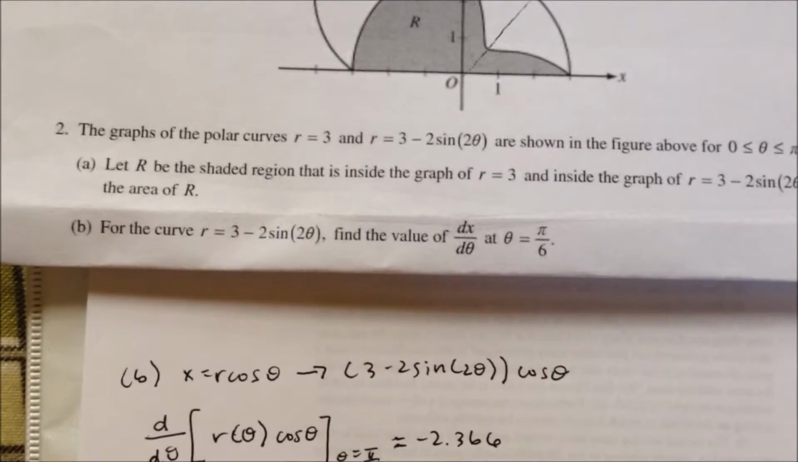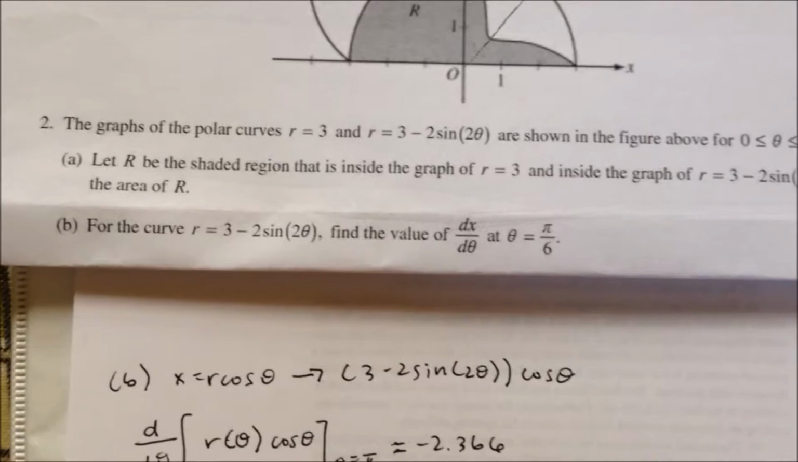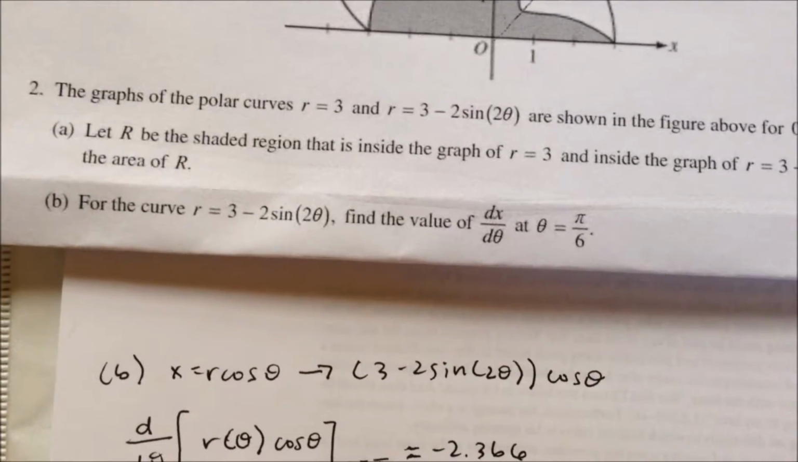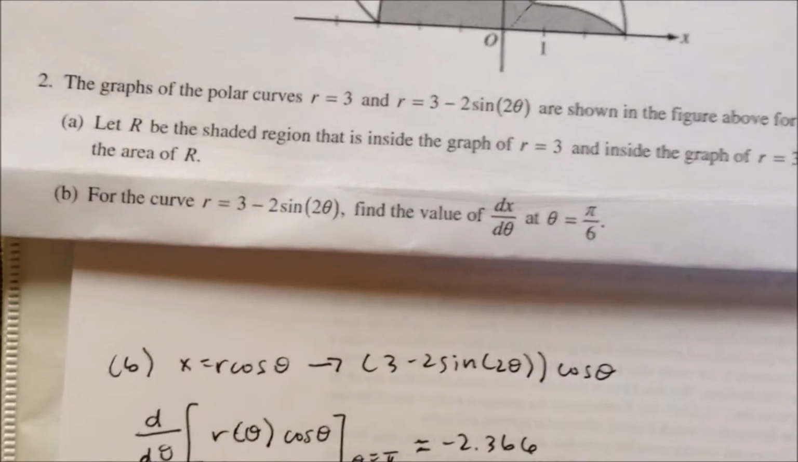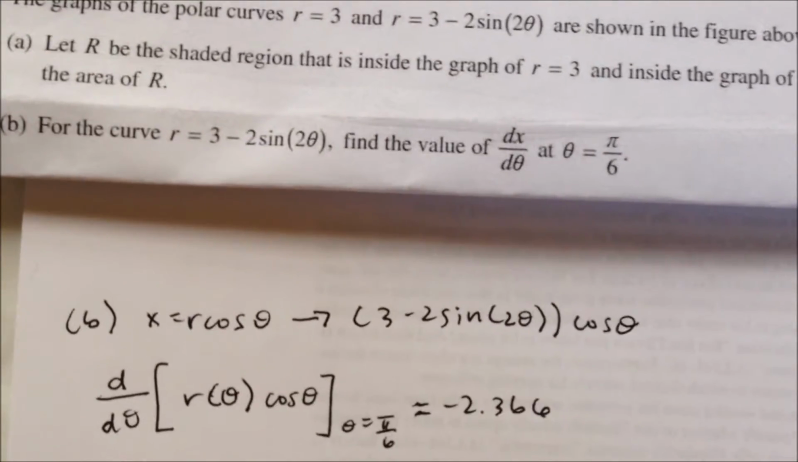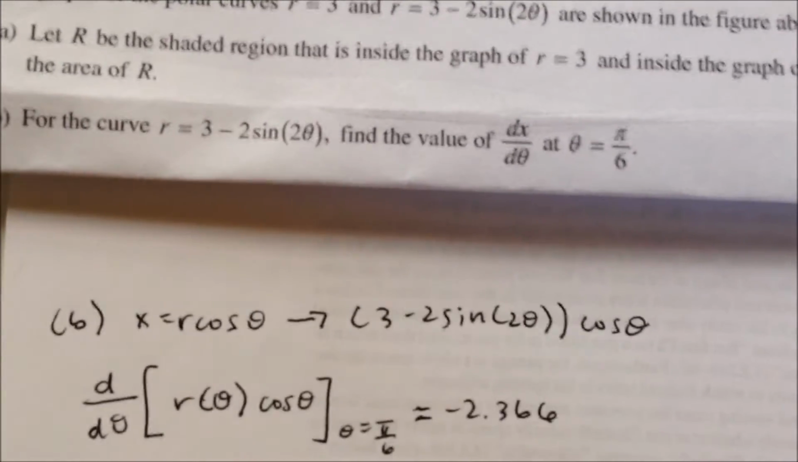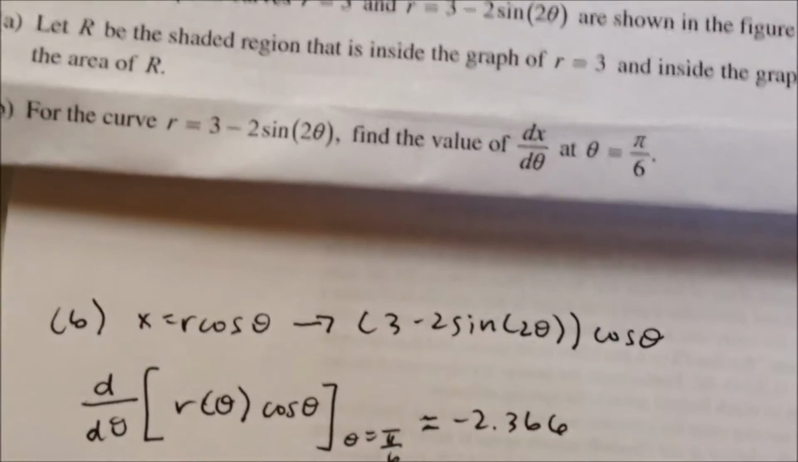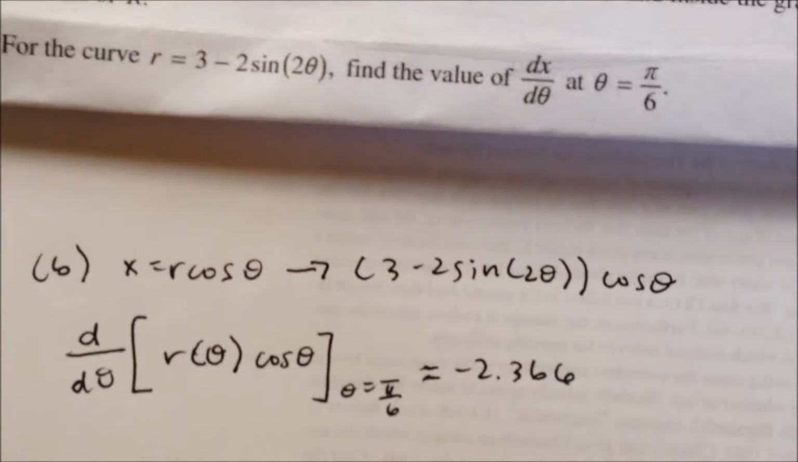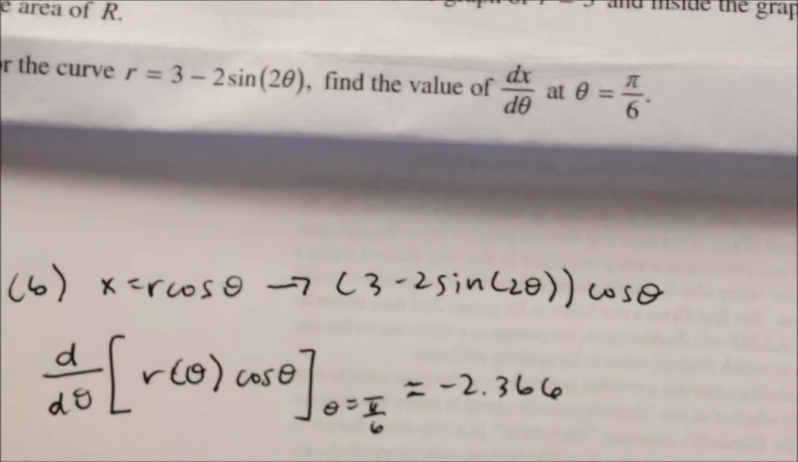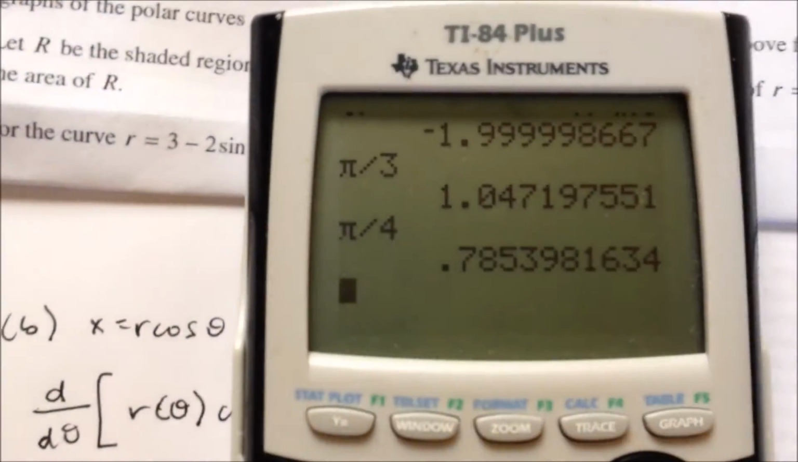And now for part B, they want you to find the value of dx over d theta at theta equals pi over 6 for the curve r equals 3 minus 2 sine 2 theta. So we know that x is equal to r cosine theta, and in this case it will be 3 minus 2 sine 2 theta times cosine theta. And since they want you to find dx over d theta, you could just use product rule to figure that out, but since we have a calculator, we can just use our calculator to find that.